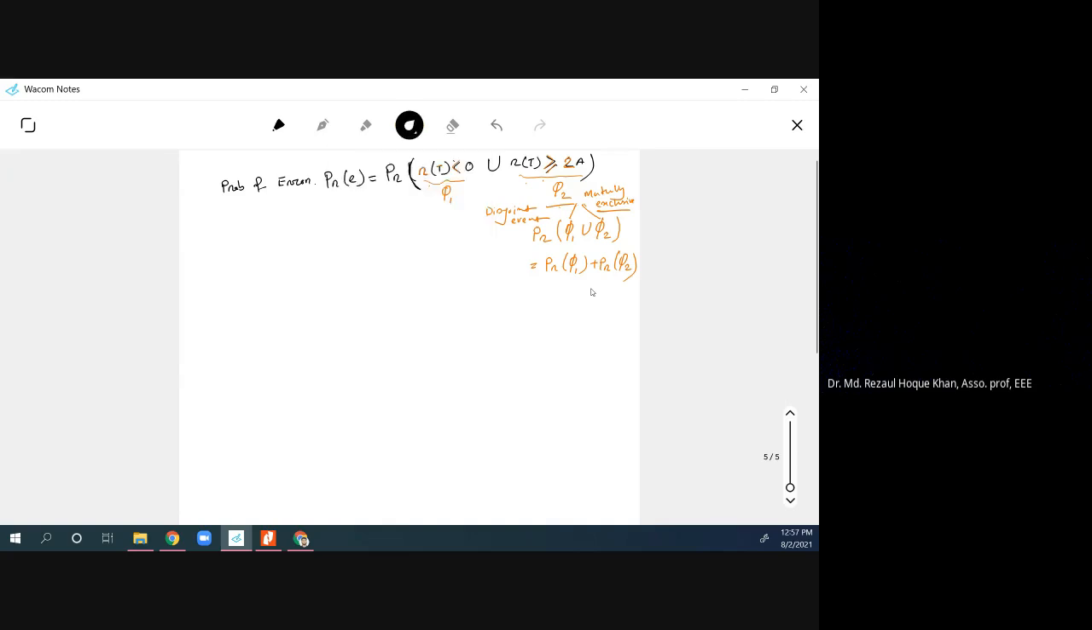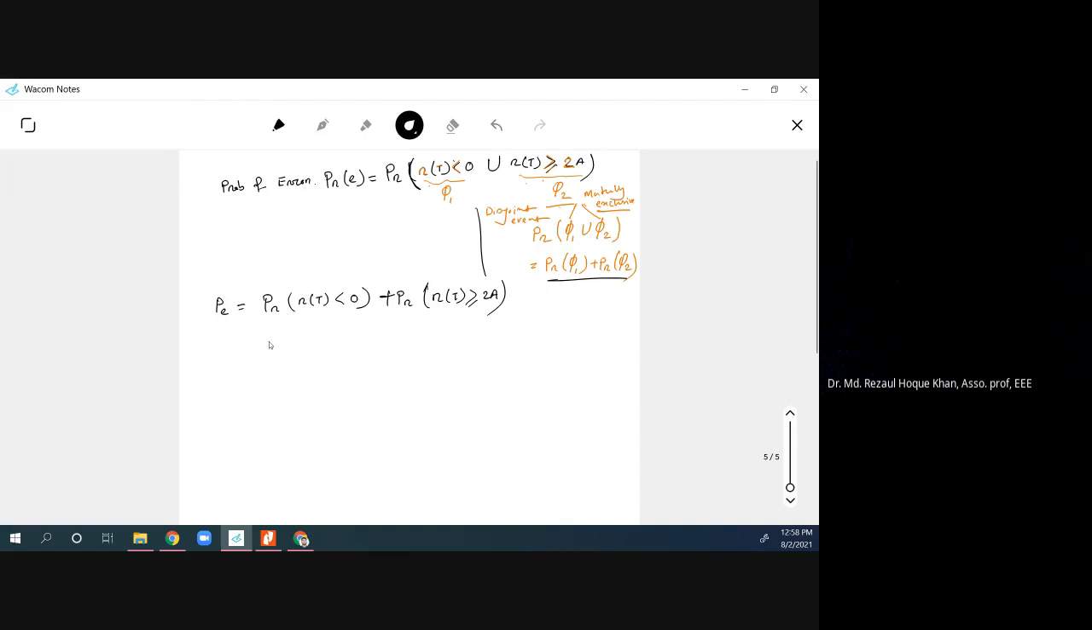So we can rewrite the probability of error. We do not have to write it this way. We can just write directly, probability of error is nothing but the probability that RT is less than 0, implementing this formula here, plus the probability that RT is greater than twice A.